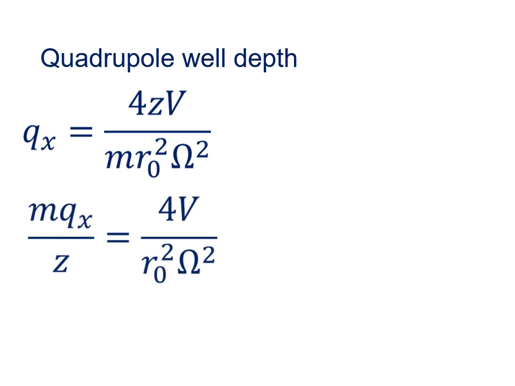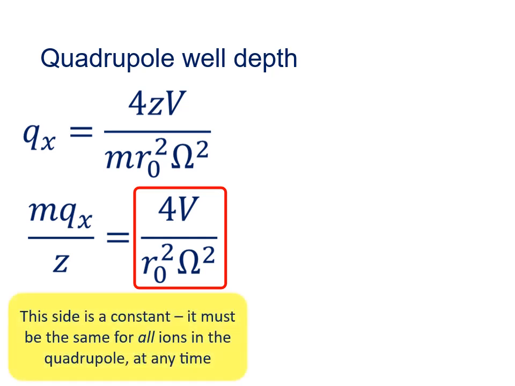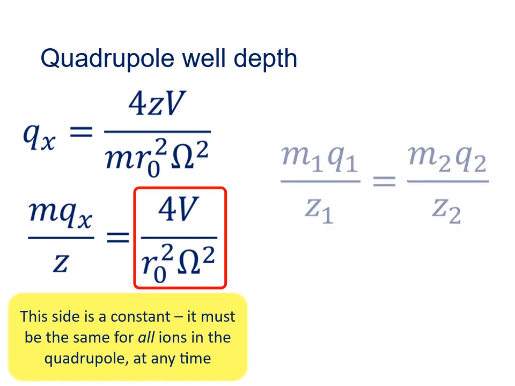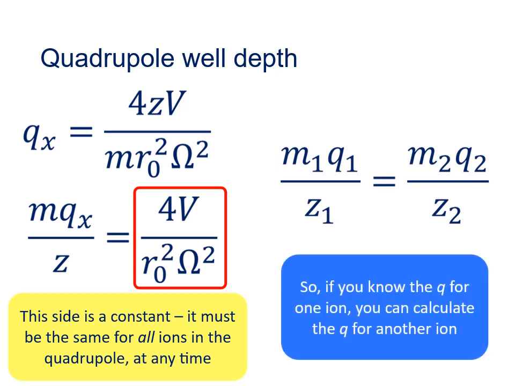Now for all ions that are inside a quadrupole ion guide or linear ion trap at the same instant, they're all experiencing exactly the same RF amplitude and frequency, and they're all inside the same quadrupole radius. So this right-hand side of the equation must be constant for all ions. And that means if we know the mass-to-charge ratio and Q value for one ion, we can work out the Q value for another ion if we know the mass-to-charge of that.